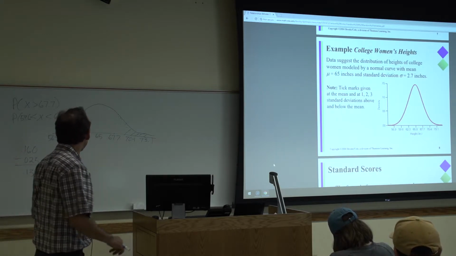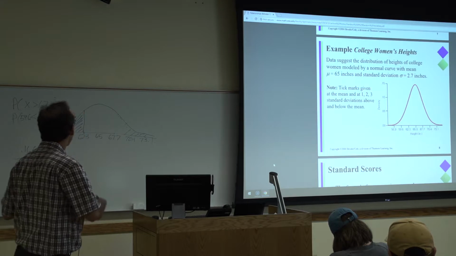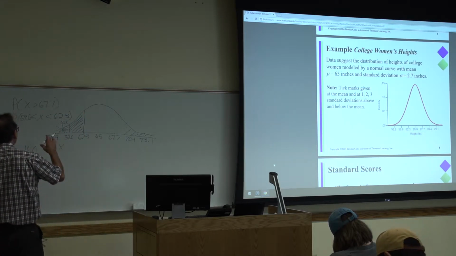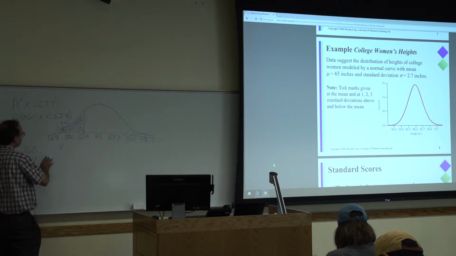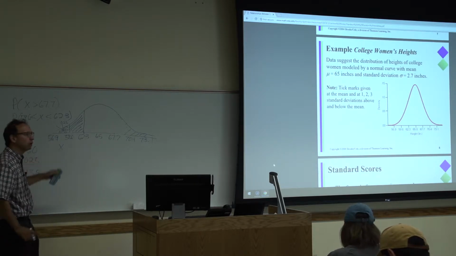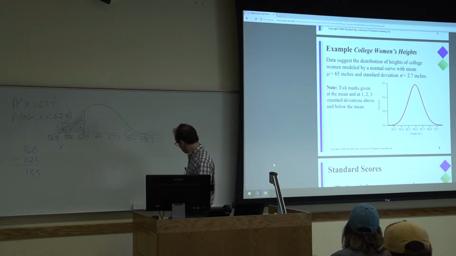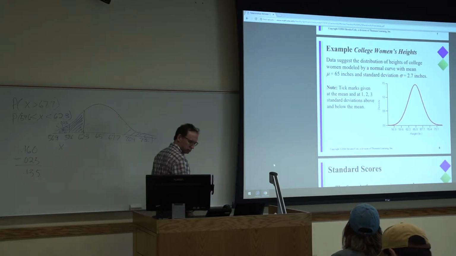Now we're going to end up using a table that's going to help us out in terms of figuring out our probabilities, but I just want to kind of get you into the idea of thinking about area under the curve. And are you okay with what we did here? Okay. Well, let's see how we're going to make use of a table.